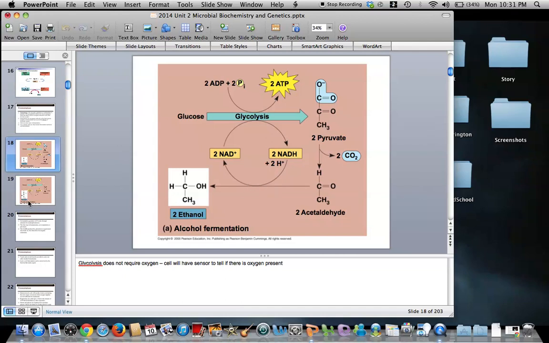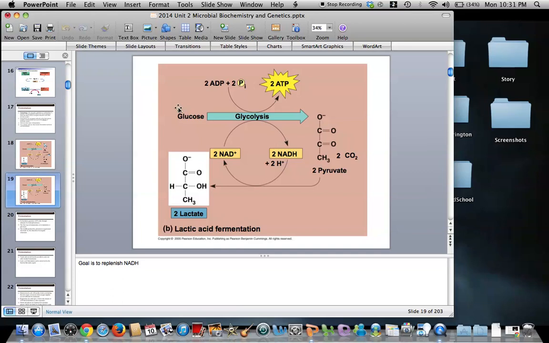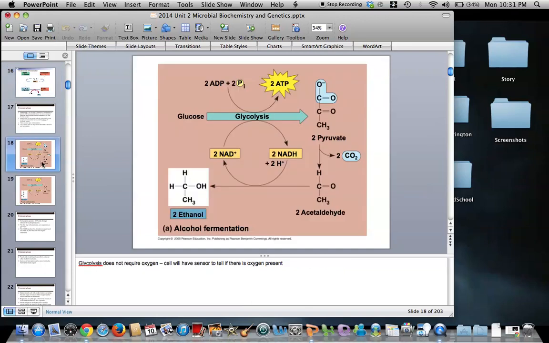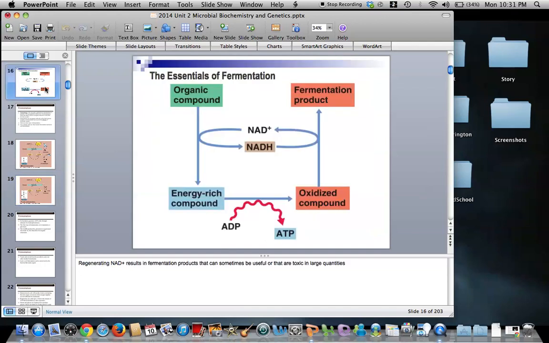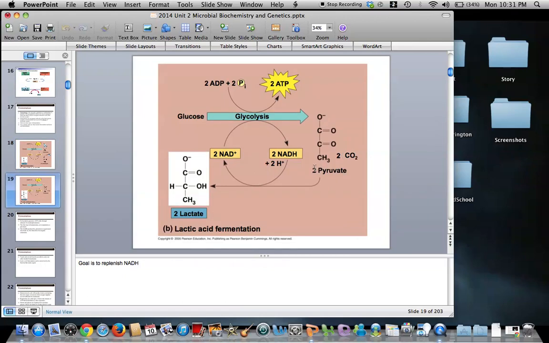And so you can also see lactic acid fermentation if your organic compound, then you have your energy-rich compound, so pyruvate is the energy-rich compound. And then you get your oxidized compound.